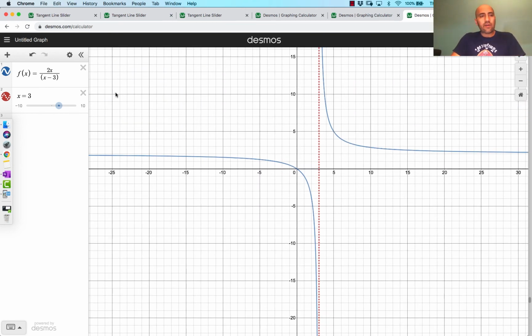Okay, so if I graph it, here's my graph of my function. We can confirm indeed that as x approaches 3 from the right-hand side, the outputs of my function grow toward positive infinity. And as x approaches 3 from the left-hand side, my outputs grow toward negative infinity.